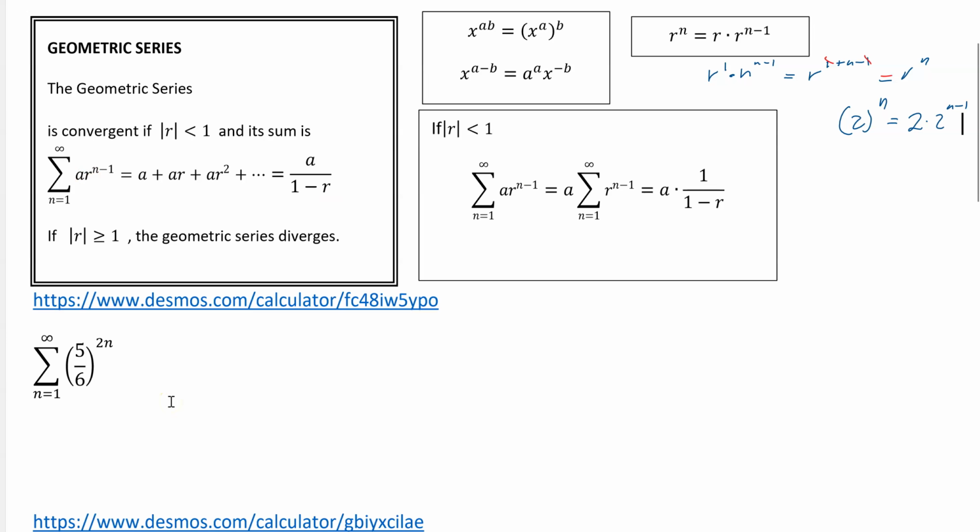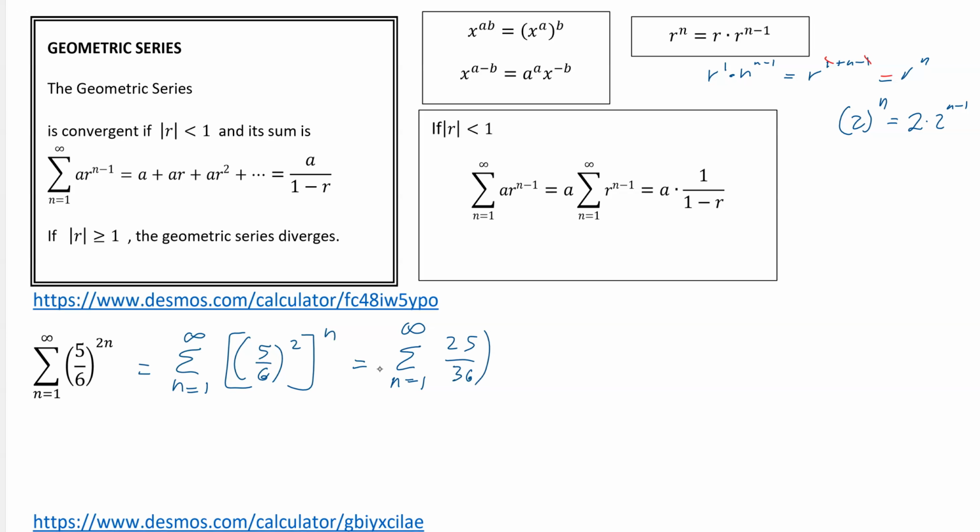So let's try one. We look at this sequence. I've got our Desmos graph here as well, to see whether it converges or diverges. Let's see what we can do. The first thing to do is to split it. We want that exponent to be all by itself as an n. We're just using our multiplication exponent rule. And so now this would become the sum of n equals 1 to infinity of 25 over 36 to the power of n. So we're one step closer now.